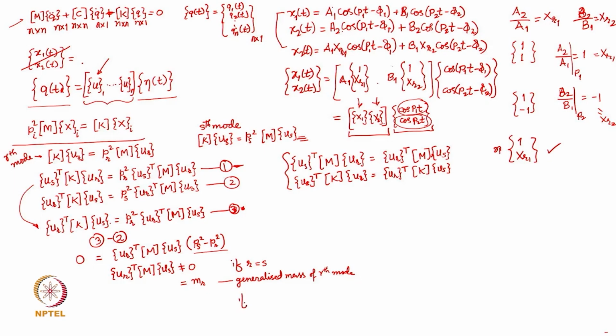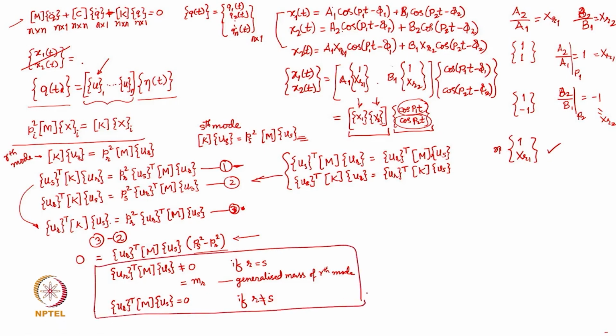If R is not equal to S, then for this equation to be true, what would it mean? UR transpose M US has to be equal to 0. And using the same in these equations, you can easily show. So, what you have shown is this.